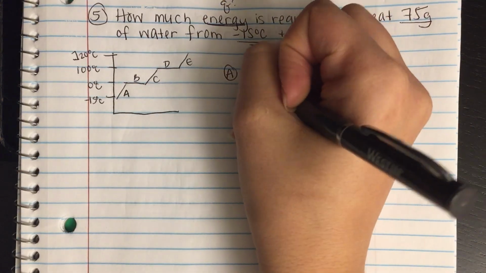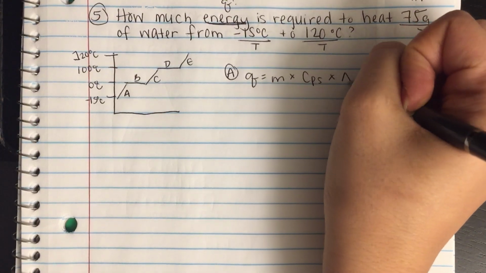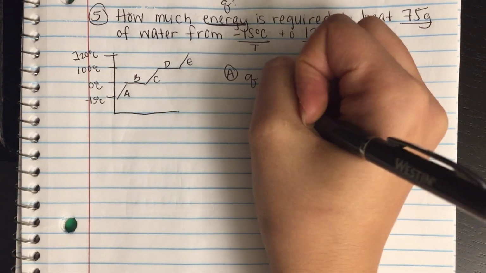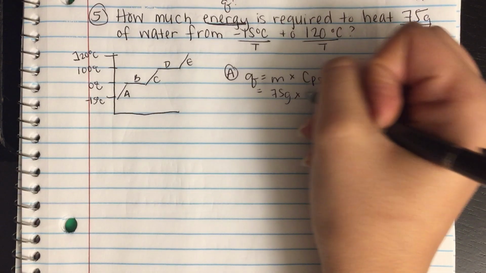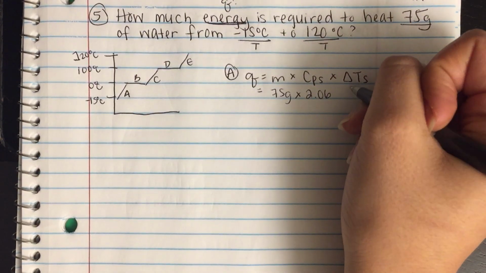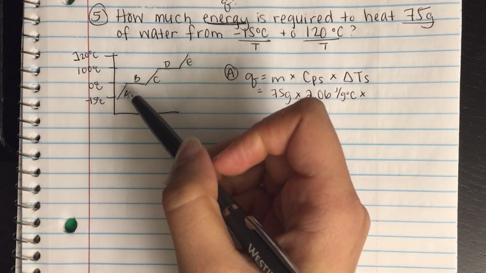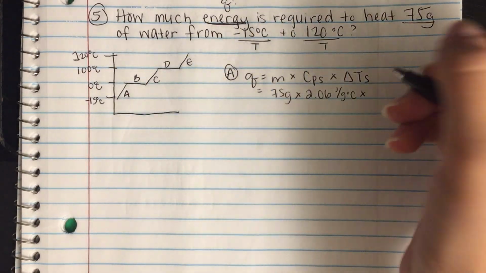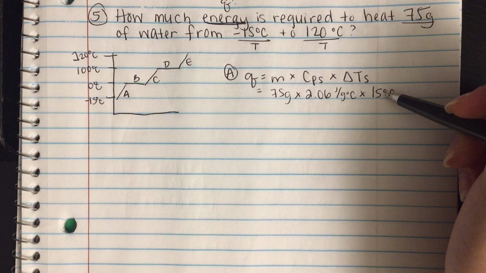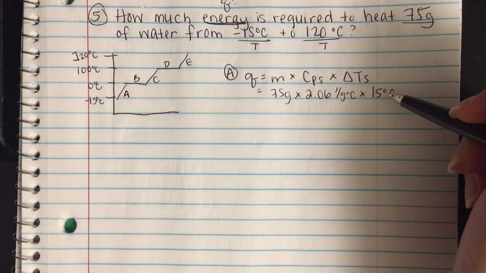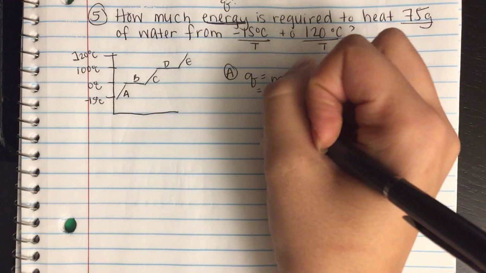So A is my solid phase, so Q equals M times CPS times delta T solid. My mass is 75 grams times CPS, which is 2.06 joules per gram degrees Celsius. And my change in temperature is final 0 minus negative 15, which is 15 degrees Celsius. Once again, you should notice that your change in temperature is going to be positive because you're doing an endothermic reaction. This whole equation should give you a positive answer.